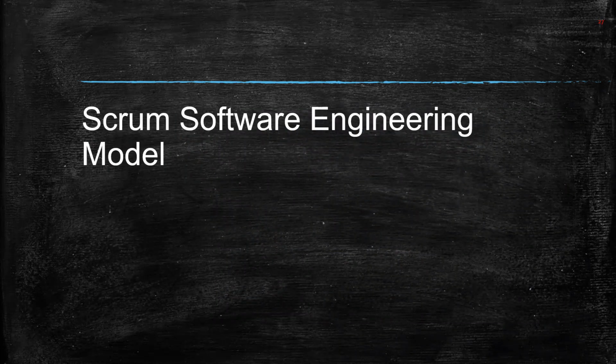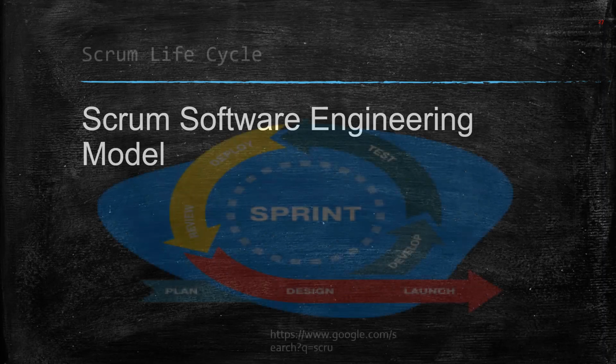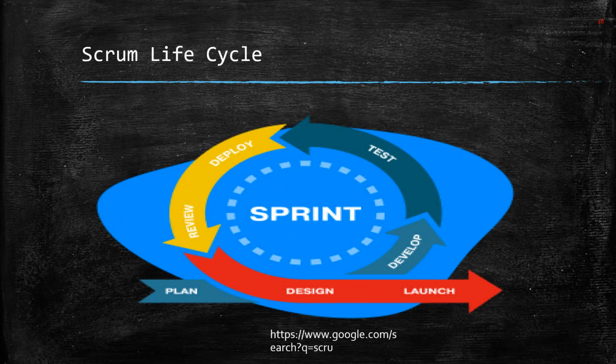And moving to the Scrum lifecycle, it contains several stages that should be implemented in the process of Scrum implementation. The phases are plan, design, develop, test, deploy, review, and launch. Each event in the Scrum has a limit, importance, and involvement.